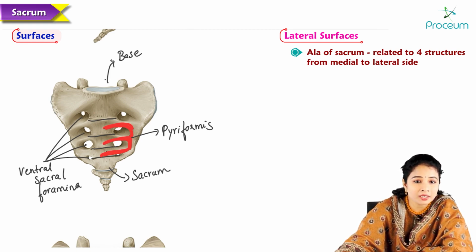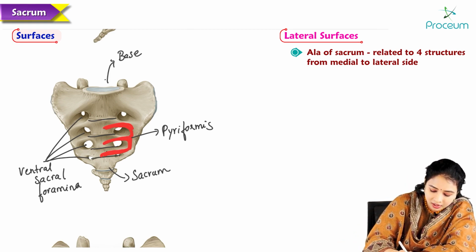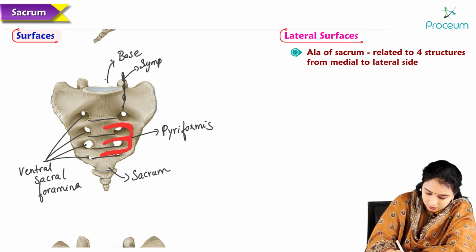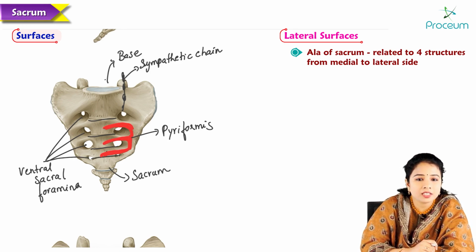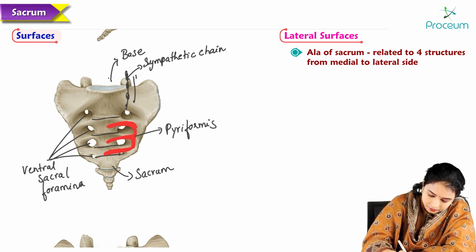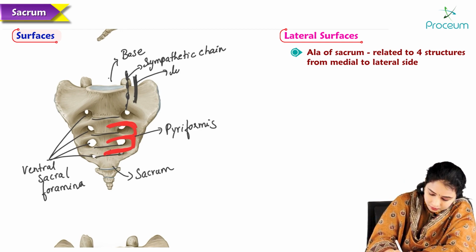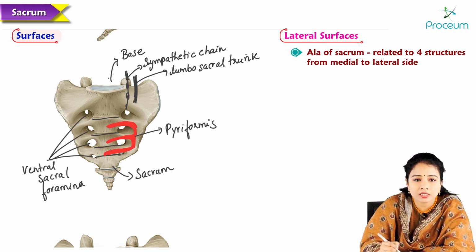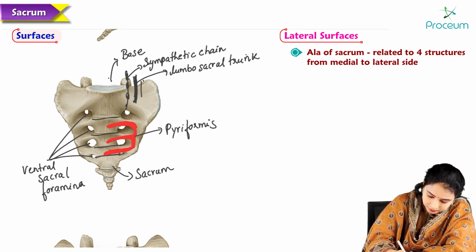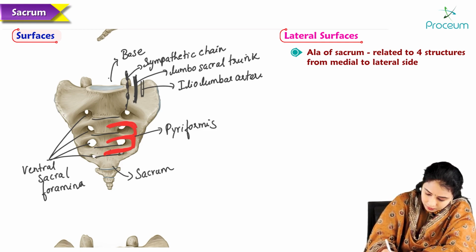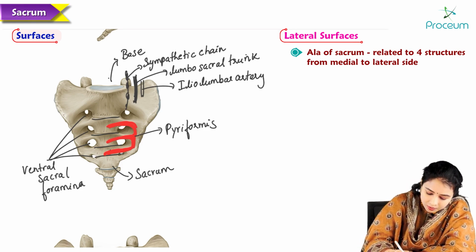So I will say from medial to lateral side first. The medial-most structure which is related is the sympathetic chain. Next to the sympathetic chain is the lumbosacral trunk. Lateral to the lumbosacral trunk is the iliolumbar artery. And lateral to the iliolumbar artery is the obturator nerve.